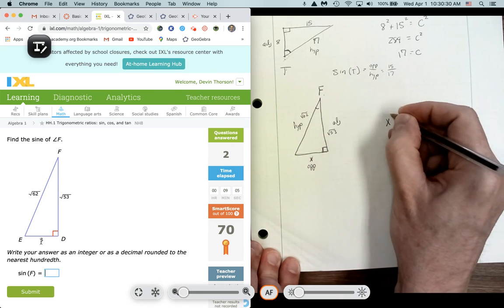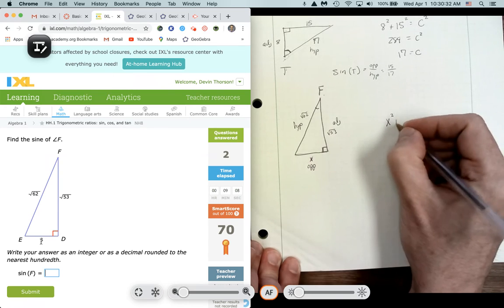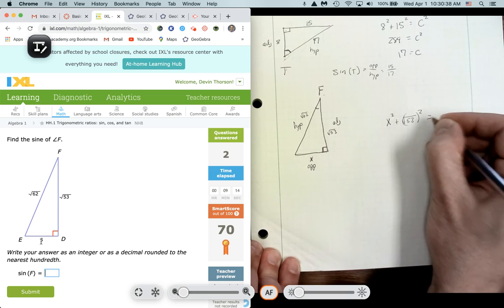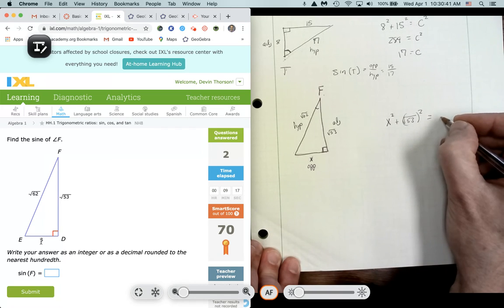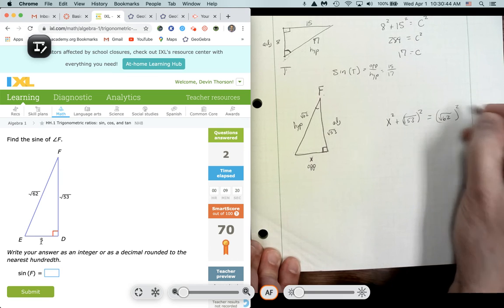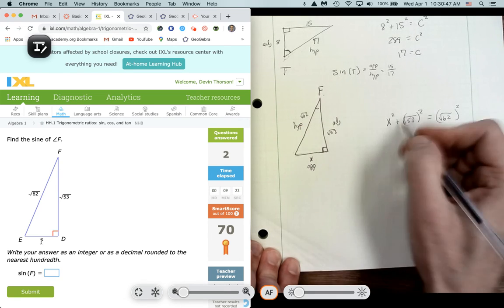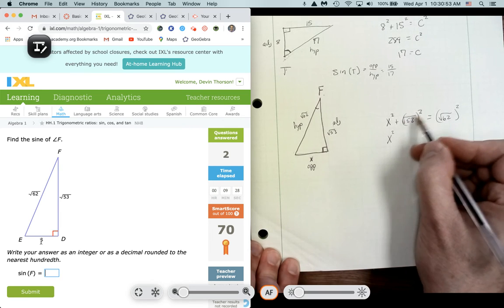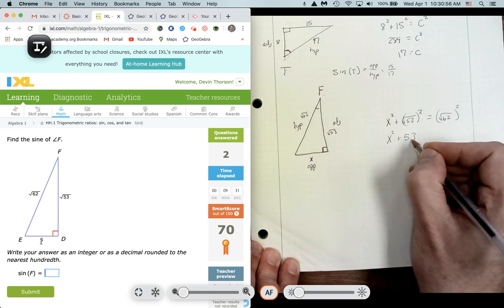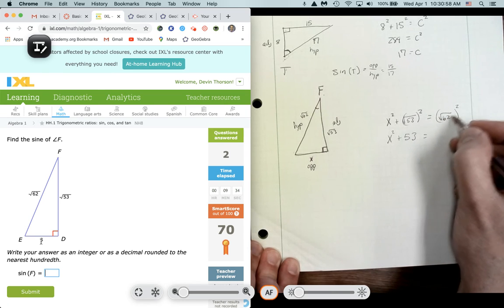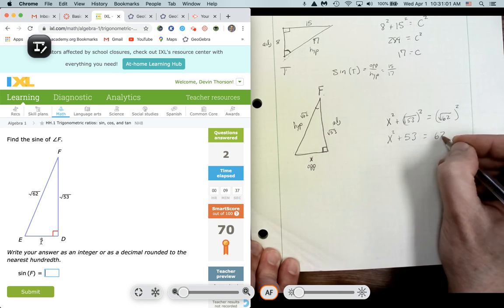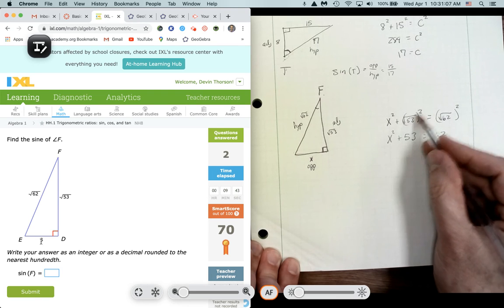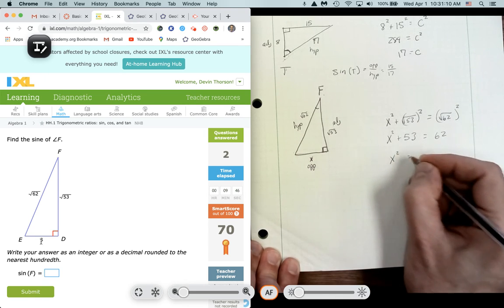I would go x squared, that's one of the legs, plus the square root of 53 squared equals the hypotenuse squared. Because remember, it's the hypotenuse that's always by itself in Pythagorean's theorem. A squared plus b squared equals c squared. Now I would go x squared. Now a square root that's then been squared cancels, leaving just the 53. The square root of 62 that's been squared, they just cancel, leaves 62. So I'm not actually squaring 53 and 62. I'm actually undoing the square root with the square. Now I minus the 53 over.